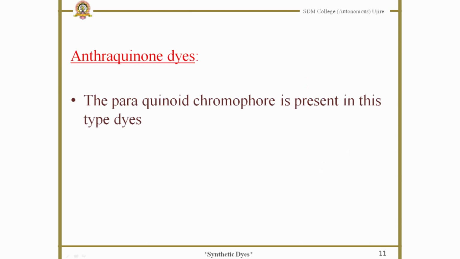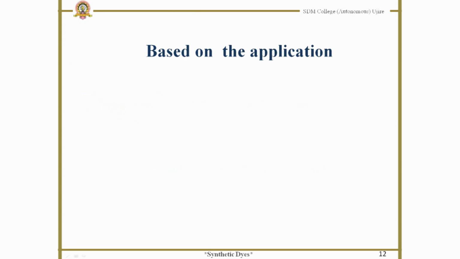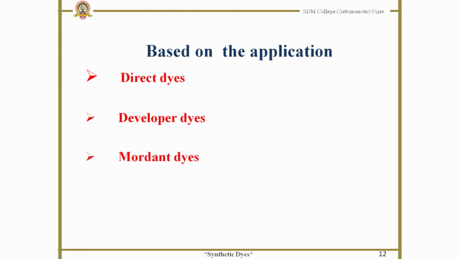The last type of dye in this classification is anthraquinone dyes. The paraquinoid chromophore is present in this type of dyes. Alizarin is a typical example for anthraquinone dye. Then the important classification based on the application of dyes to the fabric are direct dyes, developed dyes, mordant dyes, vat dyes, and finally disperse dyes.